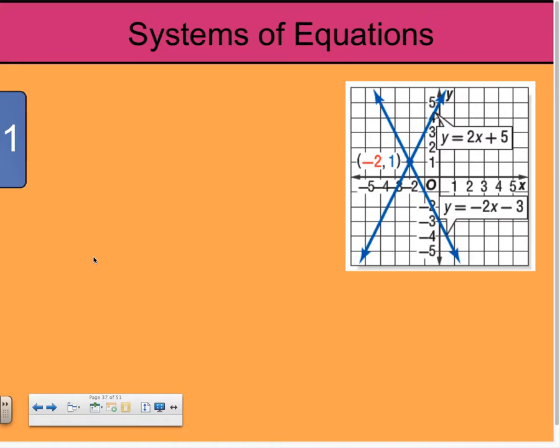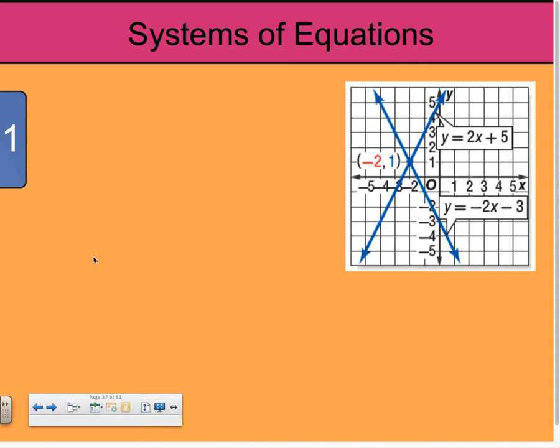Today you're going to learn about a new concept called a system of equations, or systems of equations. A system of equations deals with more than one equation. All right, so two or more. We'll mostly be using two.